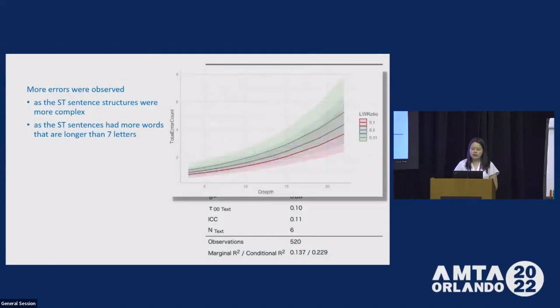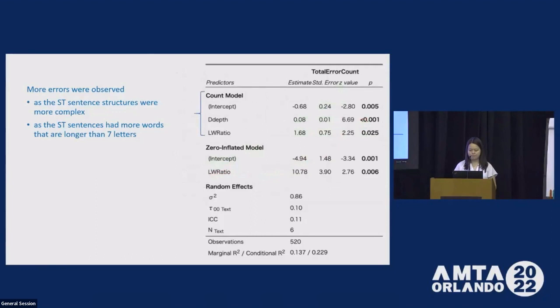Here is a plot that visualizes the result. The green line, which represents the segment that contained more long words, is consistently higher than the other two lines. And all the lines go up toward the right side, where d-depth, the syntactic complexity, is higher.